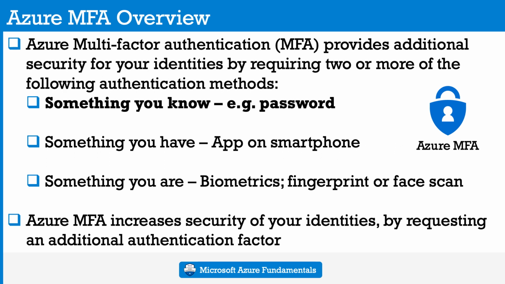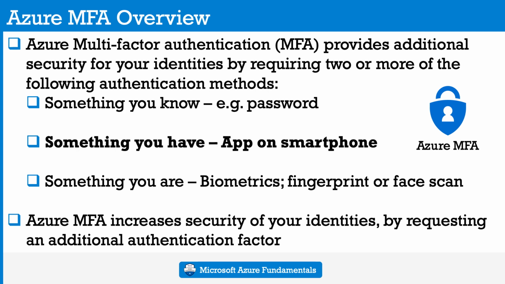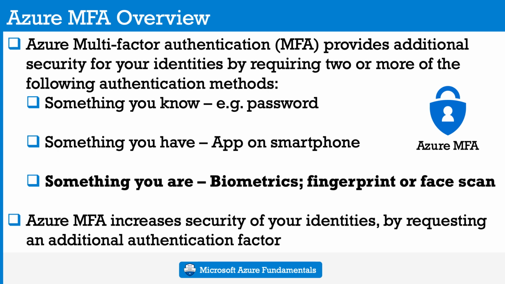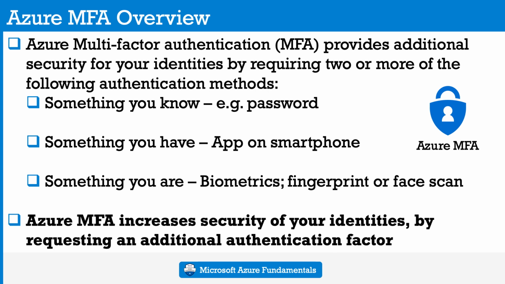During the authentication process, you will be asked for something you know, for example, a username and password pair; something you have, and again I am coming back to the smartphone example, so you could use here a code received either through SMS or in the Microsoft Authenticator application; and something that you are, and this is related to biometrics, fingerprint or face scan being the most common ones. So the main point here is that Azure MFA increases security of your identities by requesting an additional authentication factor.